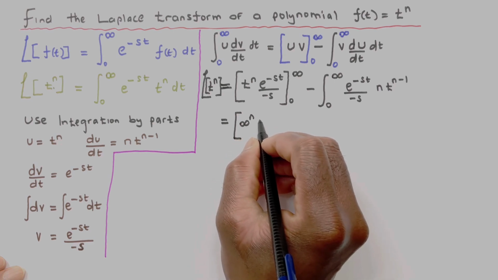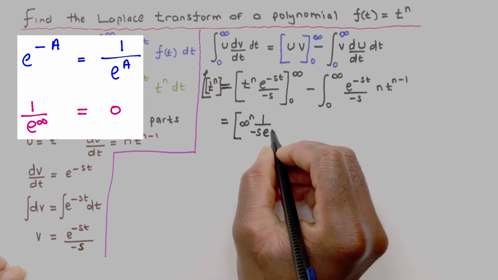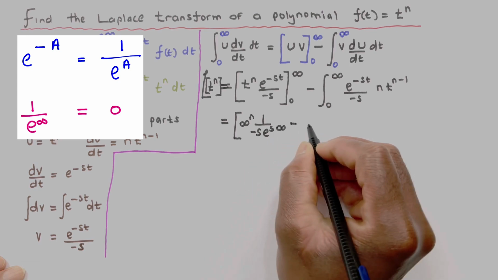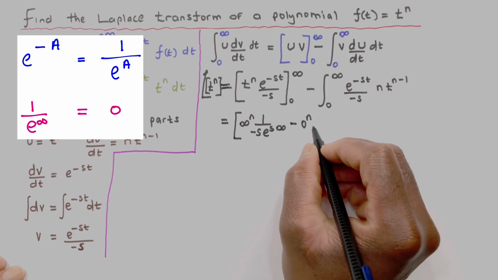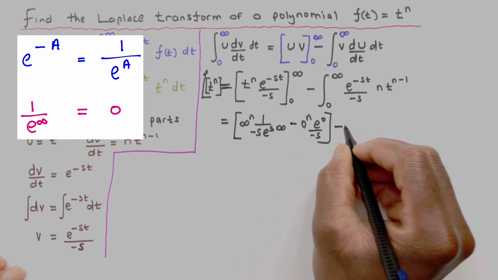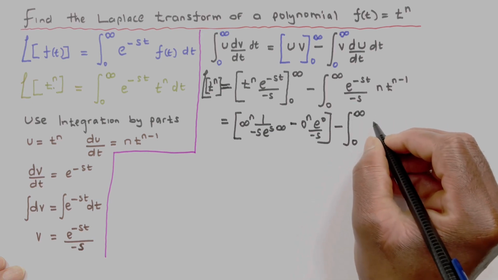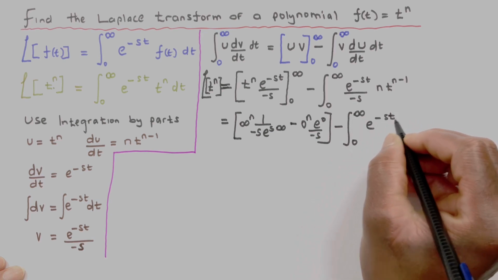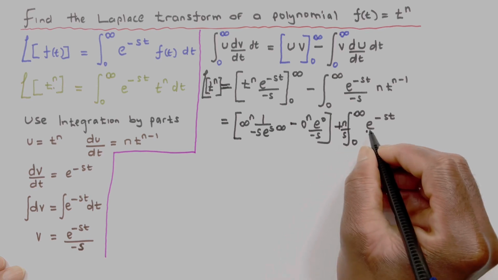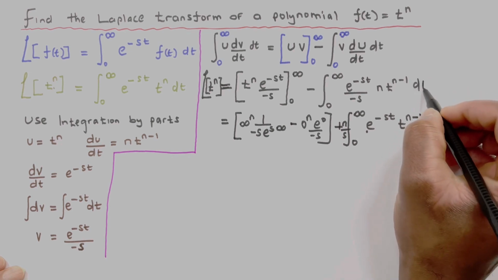So infinity to the power of n, that's 1 over e to the power s infinity, obviously, minus e to the power 0, well, 0 to the power of n, e to the power 0 over minus s, minus the integral of 0 to infinity e to the power minus st. So that's plus, if I take the n and s out, that's it.